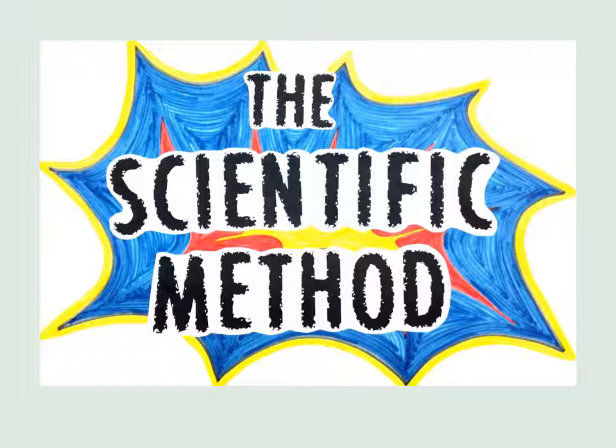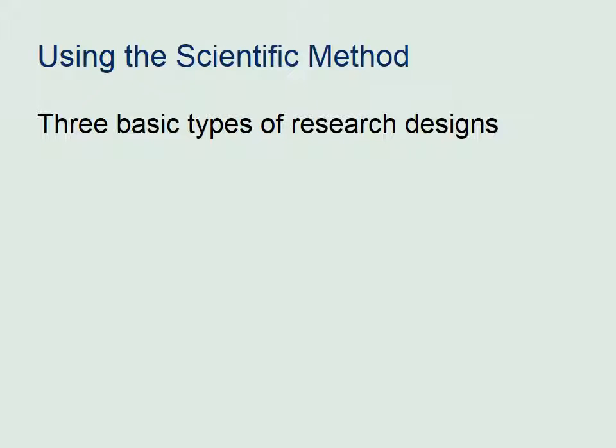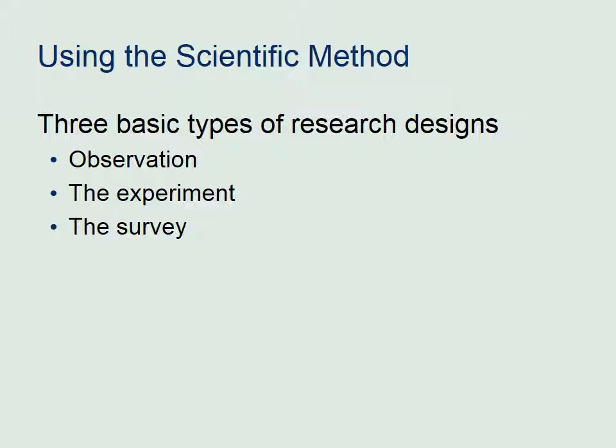So now that we've done an overview of the chapter, I want to back up a little bit and go over the scientific method in a little bit more detail. For the purposes of this class, we're really going to talk about 3 different types of research or research designs. The first being the observation, then we're going to talk a little bit about the experiment, and finally the survey. There are other variations of research designs, but these are the 3 that we're going to be talking about most in this class: observation, the experiment, and the survey.